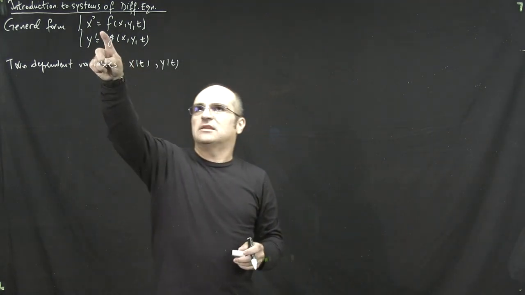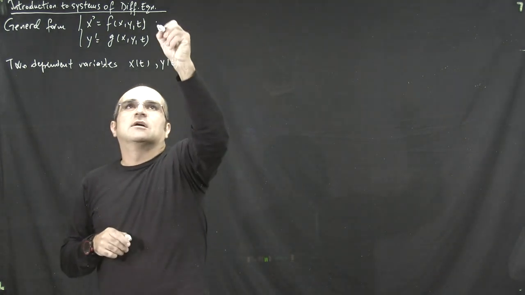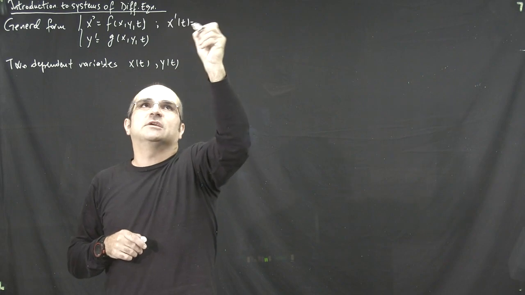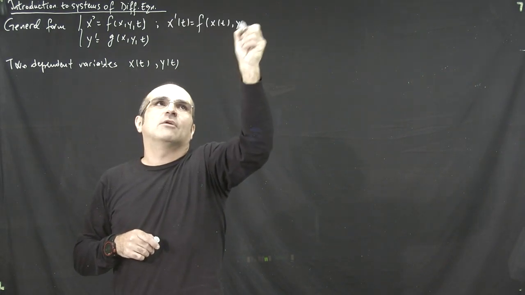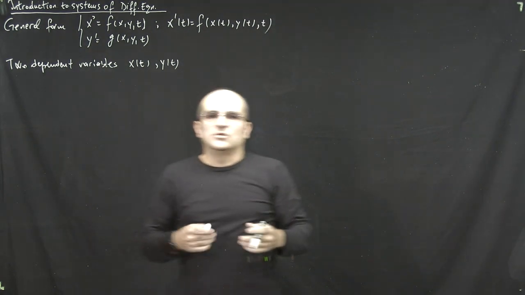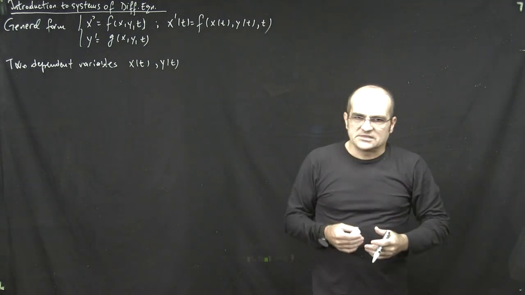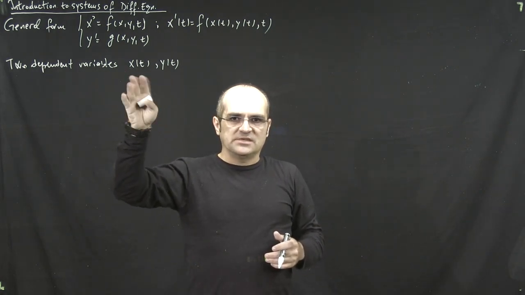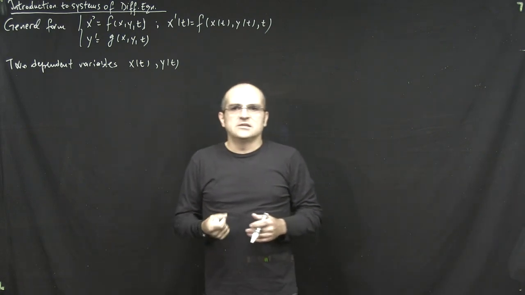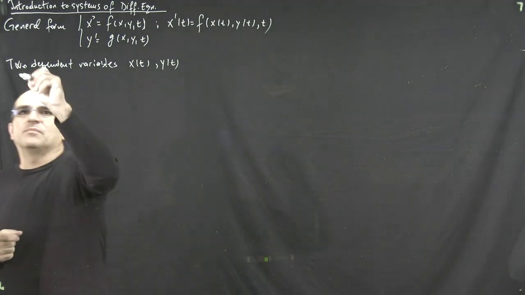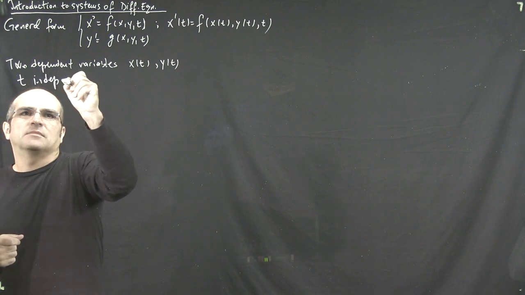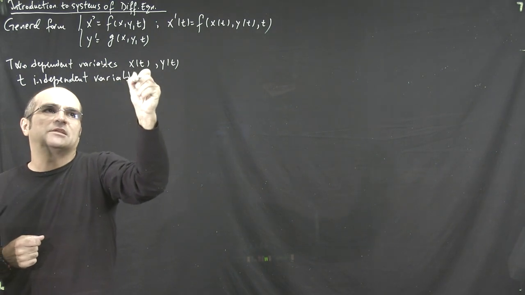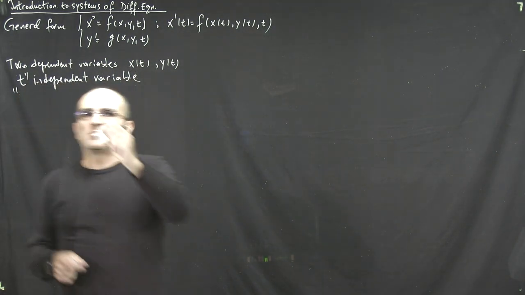So normally I should write here, if you remember, at the beginning of the class, if you were to write these as functions, you should write x prime of t equals f of x of t, y of t, and maybe t by itself. So we don't do that, again, just for simplicity, as long as we understand perfectly well which of these are the dependent variables. And t is the independent variable, as before, the time variable, typically, in dynamical systems.